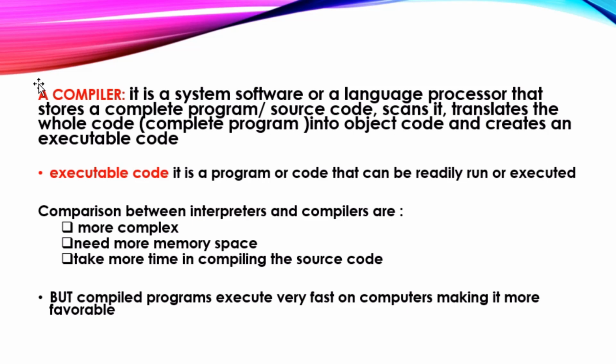In their process of compilation, they store the whole program, they then scan through the whole program, then convert the whole source code or the whole program to object code, which is executable. These compilers also need more memory space compared to the interpreters. They need a large memory space to store the whole source code. Compilers also take more time in compiling the source code. However, compiled programs execute very fast on computers, making it more favorable.